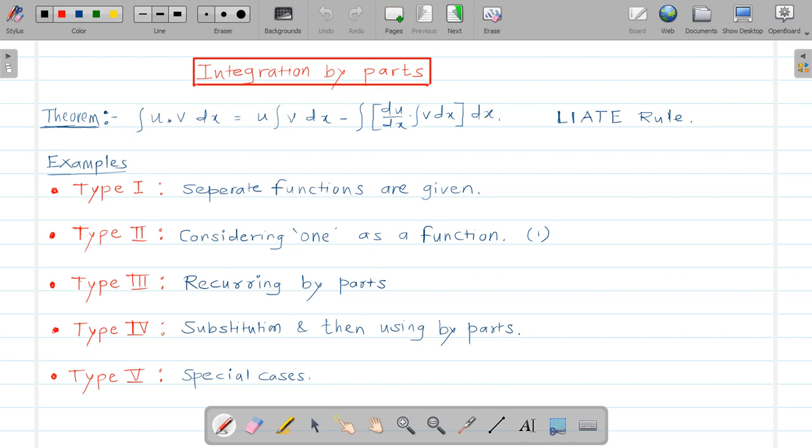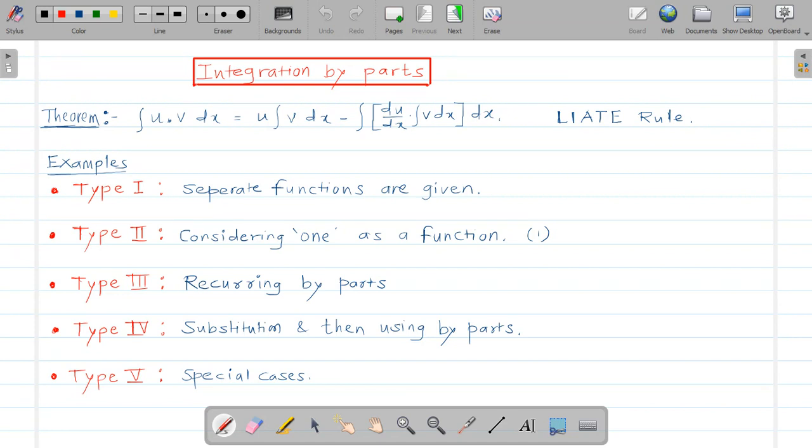Dear student, today in this lecture we will see the type number 3, which is the recurring by parts, means some examples related to the type number 3, and by using the theorem, that is integration of u into v dx is equal to u into integration of v dx minus integration of bracket derivative of u with respect to x into integration of v dx with respect to x.